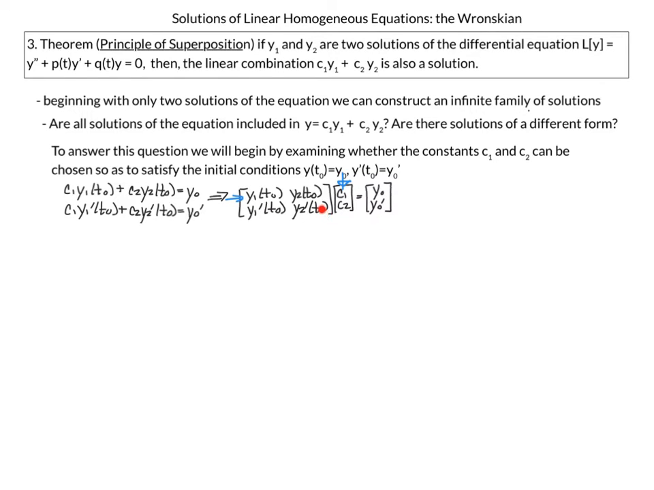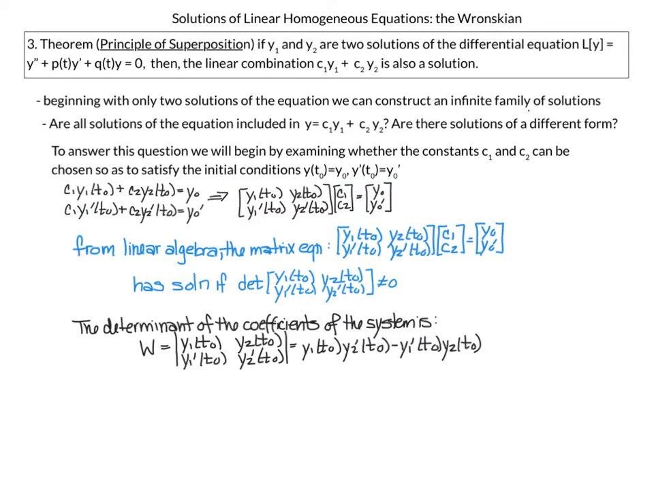Then the second equation comes from y1 prime(t naught) times C1 plus y2 prime(t naught) times C2 is equal to y naught prime. So again, that's the second part of our matrix multiplication. It's this row dotted with this column gives us this one. And you can see that multiplying this matrix out gives you this system of linear equations.